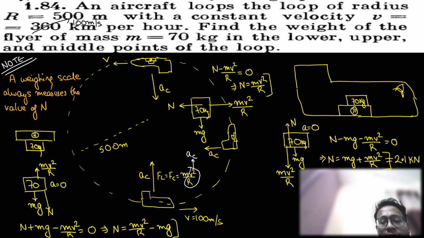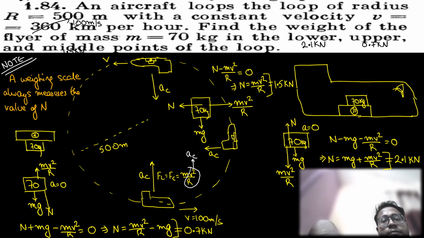If you plug in the value at the topmost point, it would be 0.7 kilonewton. That means the weight of the block is 0.7 kilonewton out here. And at the middle point we get 1.5 kilonewton. So at the lowermost point it would be 2.1 kilonewton, at the uppermost point it would be 0.7 kilonewton, and at the middle point it would be 1.5 kilonewton.